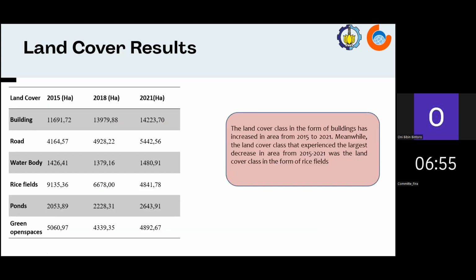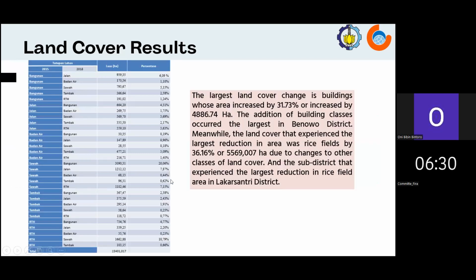So, land cover result. The land cover class in the form of building has increased in area from 2015 to 2021, from this into this. Meanwhile, the land cover class that experienced the largest decrease in area from 2015 to 2021 was the rice field. This one decreased to 4,841.78. The largest land cover change is the building, which increased by 31.7%, to 4,874. The addition of building class occurred.